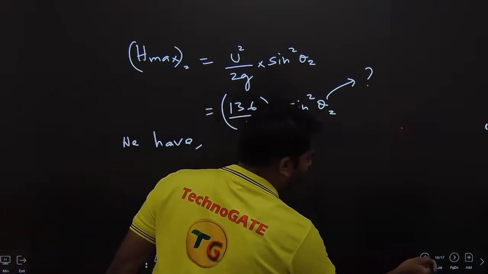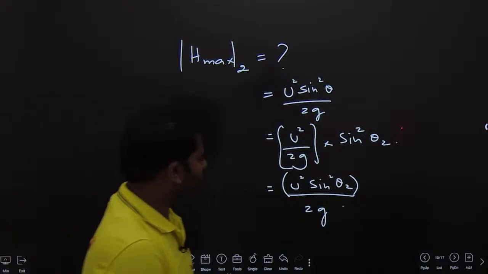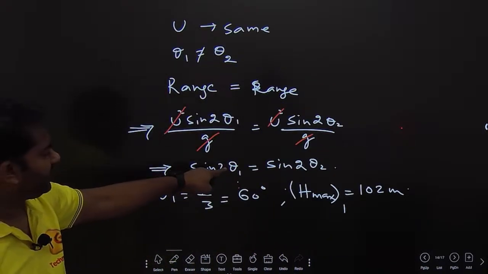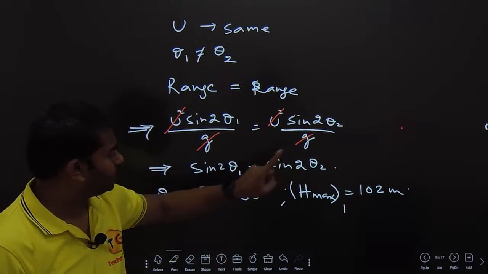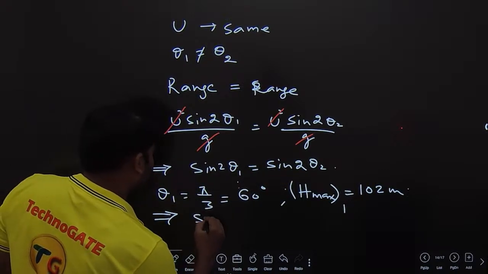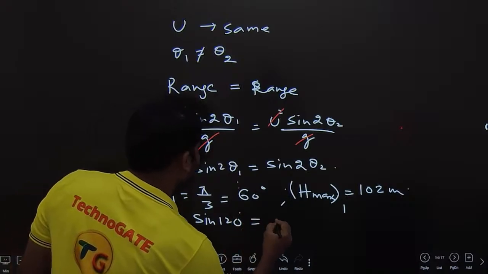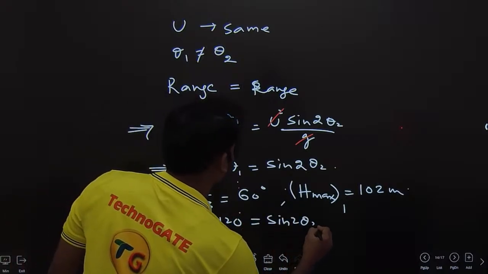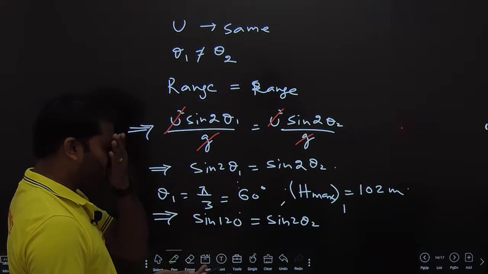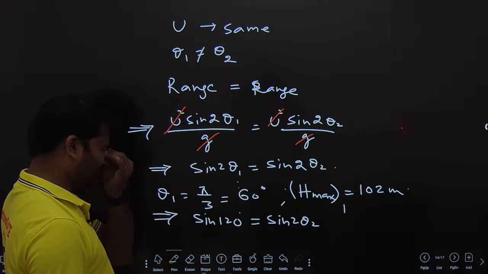What is the condition that came in the starting? We have this one: sin 2 theta 1 is equal to sin 2 theta 2, and theta 1 is given as 60 degrees. We can calculate here. So sin 120 degrees is equal to sin 2 theta 2. Sin 120 is equal to sin 60 only. Okay? Sin 60 is root 3 by 2.